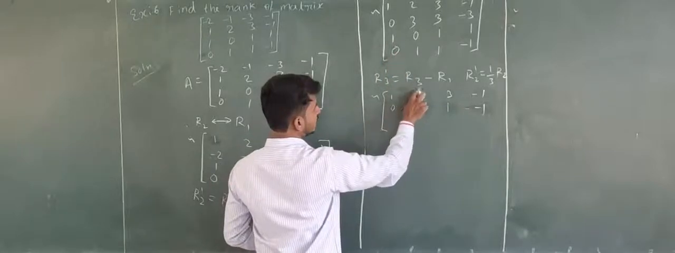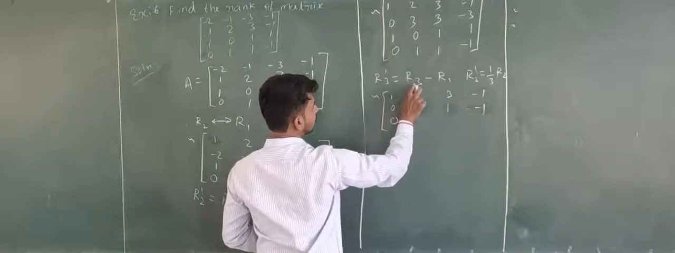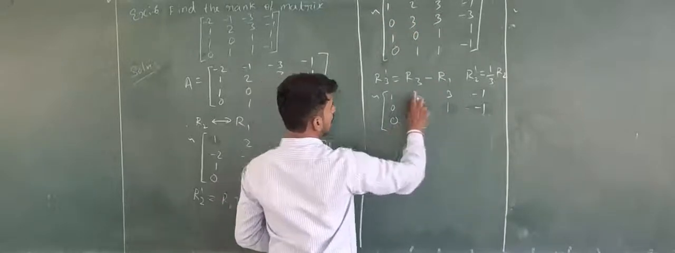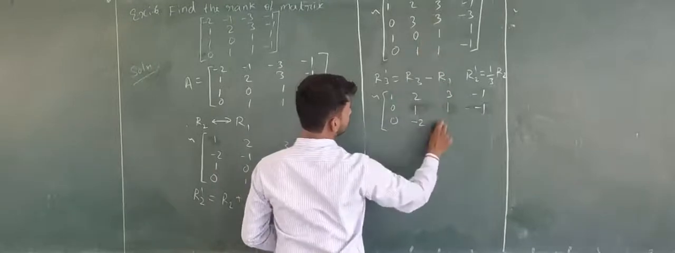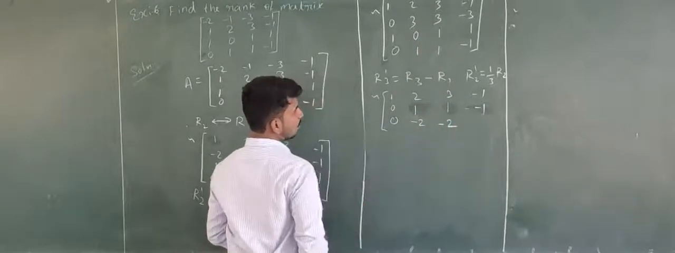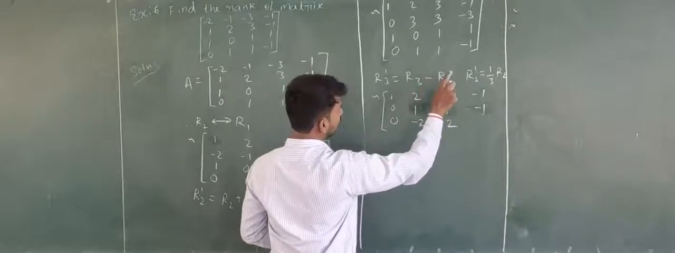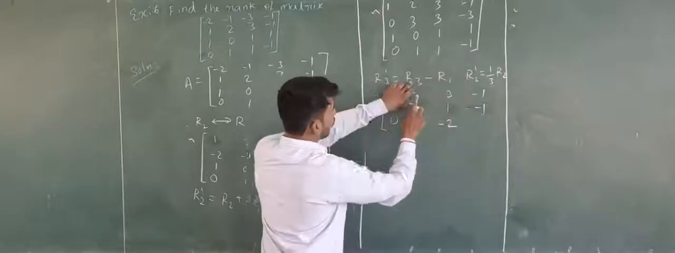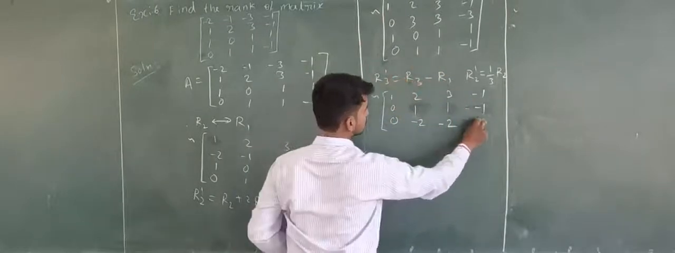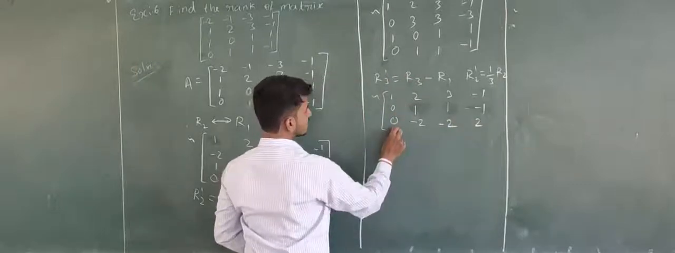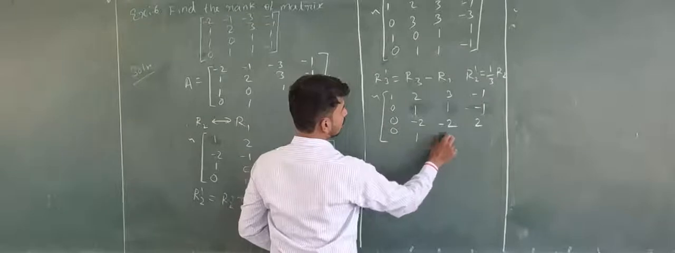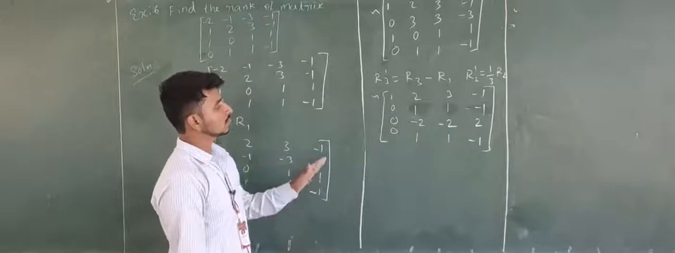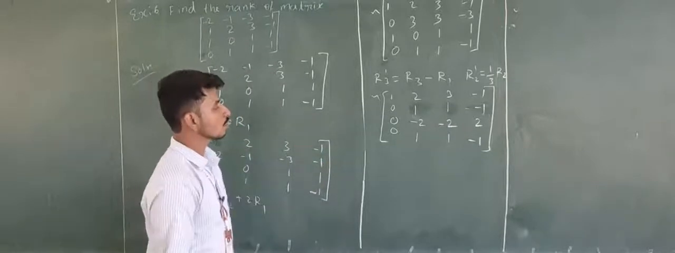Now we are changing R3, that is R3 minus R1: 1 minus 1 will be 0, 0 minus 2 will be minus 2, and 1 minus 3 will be minus 2, and again 1 minus of minus 1 will be 1 plus 1, that is 2, and the last term is 0. Then the fourth row is 0 1 1 minus 1. Now the second row and the fourth row are similar.